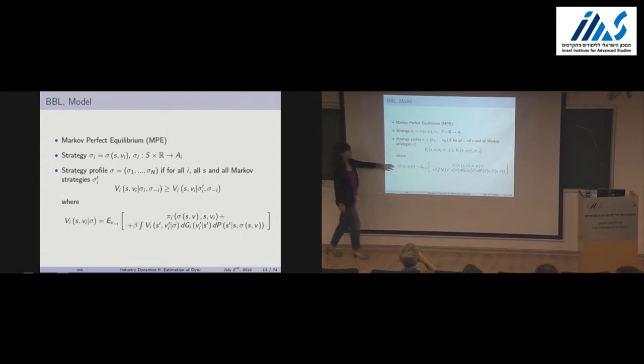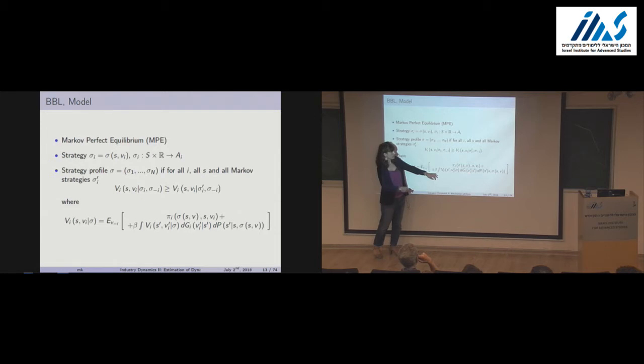What's the value? Essentially, it's our standard value function. It's your profit today plus your expected value tomorrow. I'm taking expectation over the state tomorrow and my shock tomorrow, which I don't see. So I'm integrating over my shock tomorrow as well as the aggregate state of the industry tomorrow, given the strategy profile sigma that is followed by all the firms. And notice that I'm also integrating over the shocks of the other firms, because today I don't know the shocks that everybody else saw. So I can only predict what their behavior is going to be given sigma. Okay?